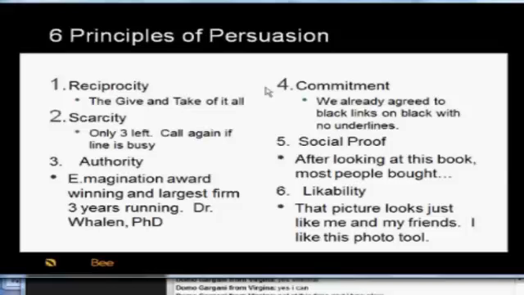Scarcity. You see this all the time. We have only 3 left. Call again if the line is busy. In this webinar, I have a certain limited number of seating. I'm only allowed to have a certain number of people in here because of the limitations of the software. That is scarcity based on technology.